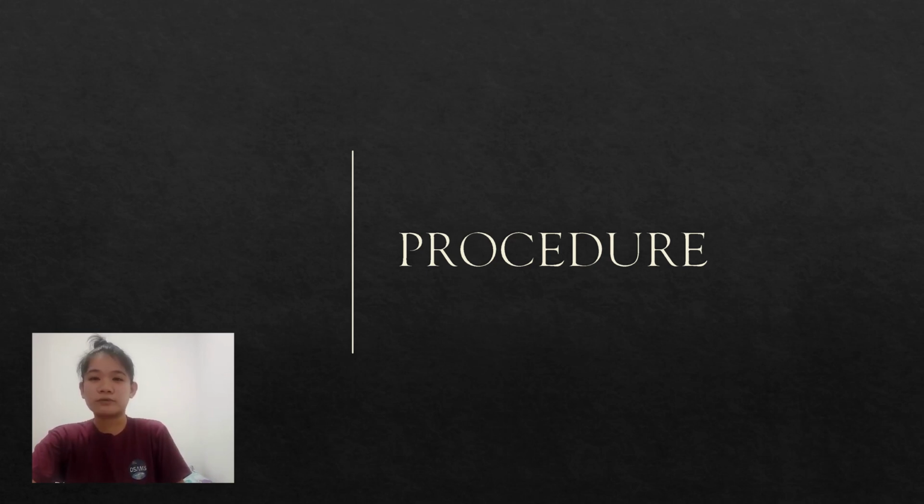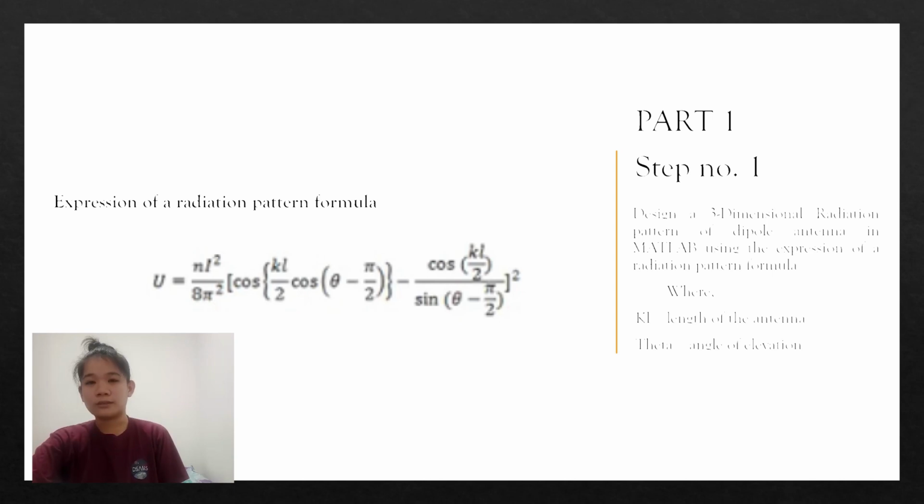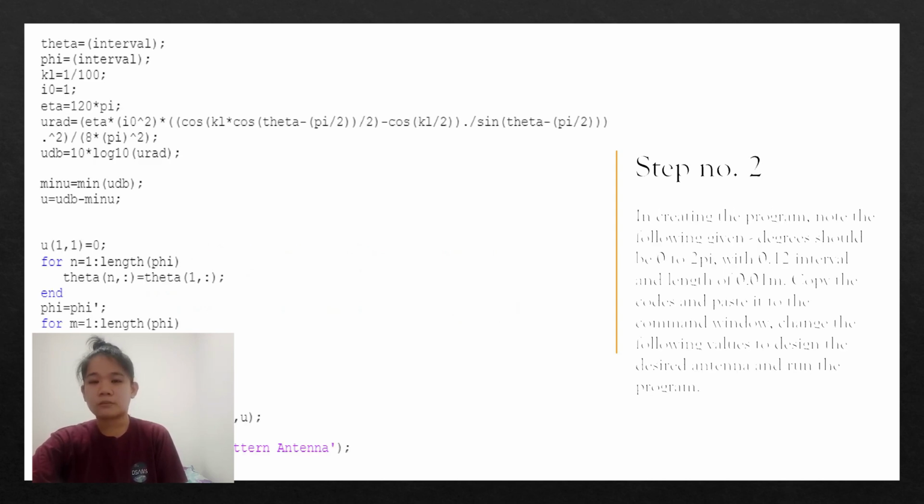For the procedure of the design experiment, it is divided into two parts. Part 1 would be designing the 3D structure, while part 2 would be designing the 2D structure. Step 1: design a 3-dimensional radiation pattern of dipole antenna in MATLAB using the expression of the radiation pattern formula. This is the formula for the radiation pattern, wherein KL stands for the length of the antenna and theta is the angle of elevation or the phase.